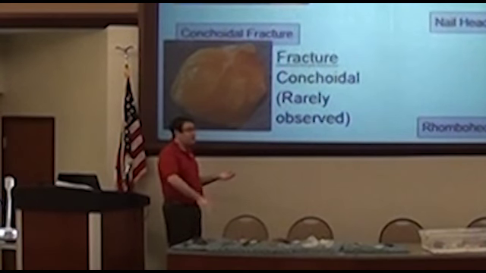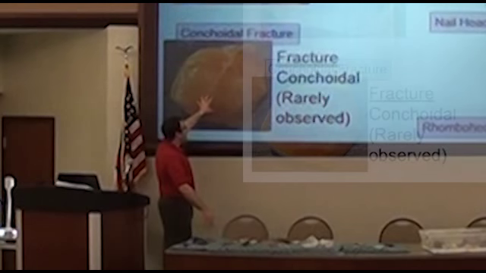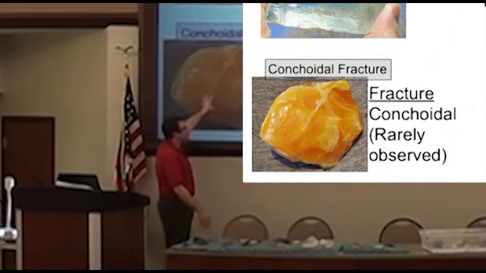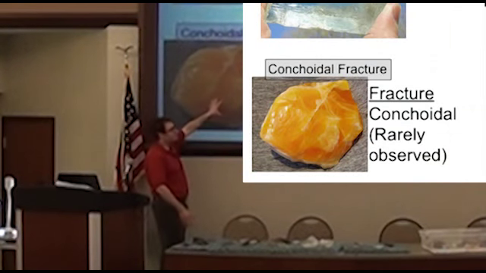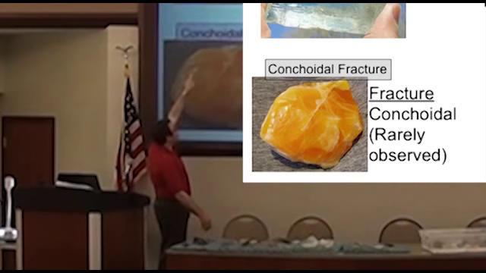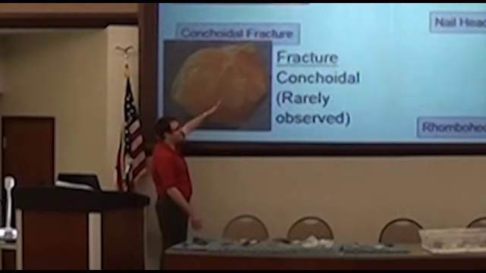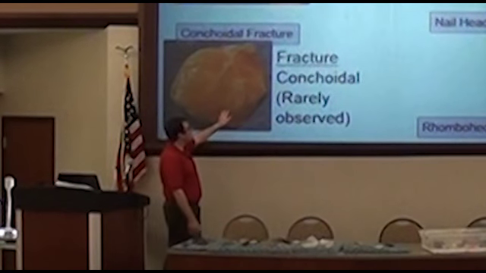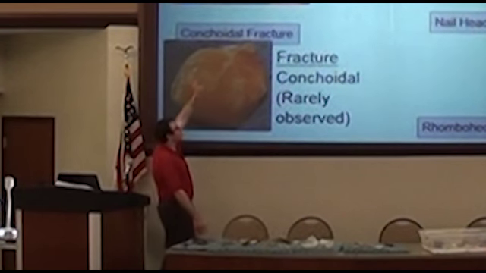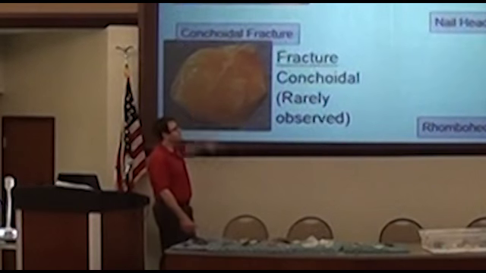Sometimes you'll see conchoidal fracture. It's pretty rare. Like this particular sample is a real waxy looking piece, and it doesn't have good crystal structure, so it can't break on those rhombohedrons. In this case, it'll have a conchoidal fracture. 95% of the time, you're not going to see any fracture. It's going to break on those cleavage planes.